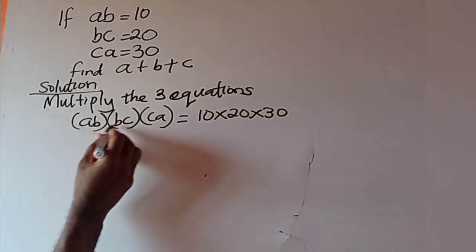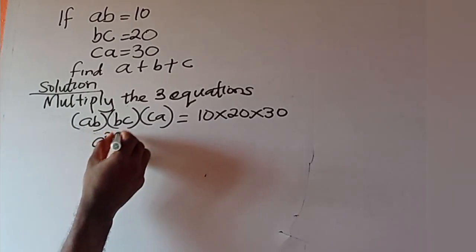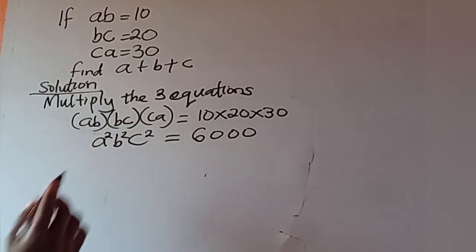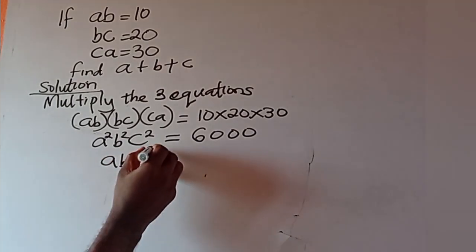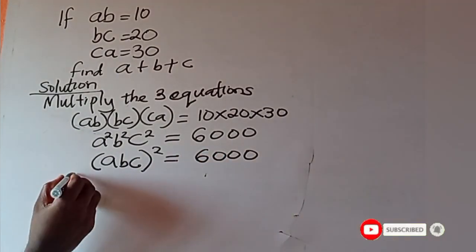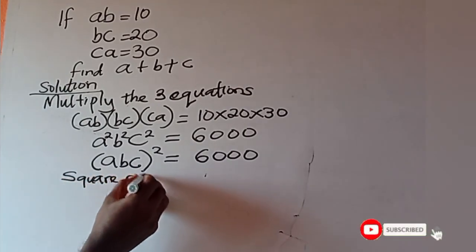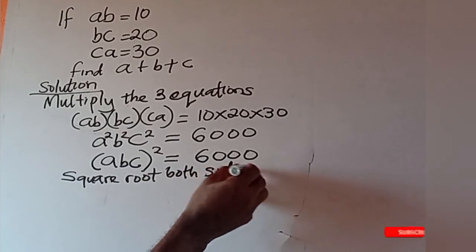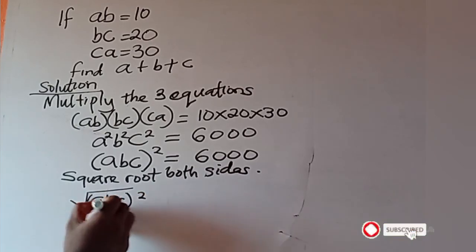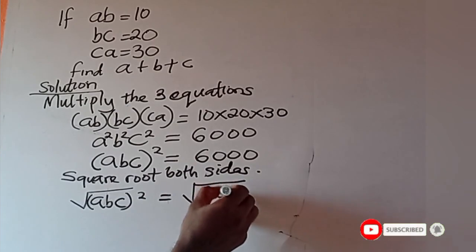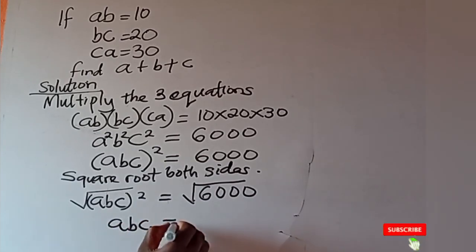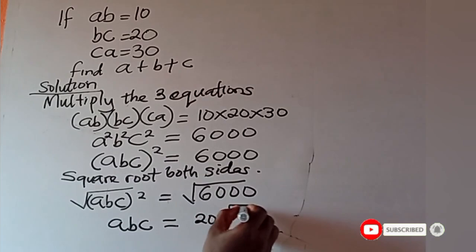Now, when you have this, don't forget that we have two A's in there. That's A squared, B squared, C squared equals 6,000 when you multiply all together. So let's continue. We have (ABC) in the bracket squared equals 6,000. When you have this, what are we going to do? We are going to square root both sides so that you can remove the square. Now we have the square root of (ABC) squared equals the square root of 6,000. ABC will be equal to 20 root 15.